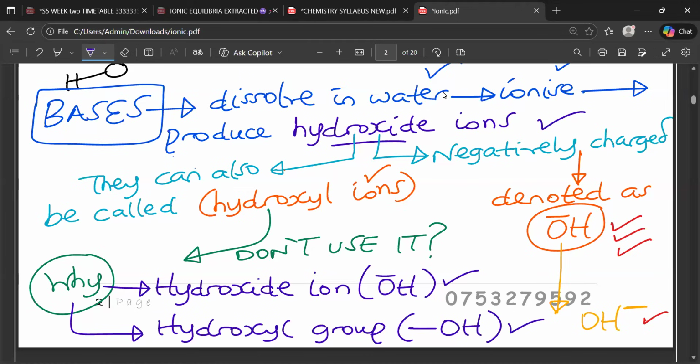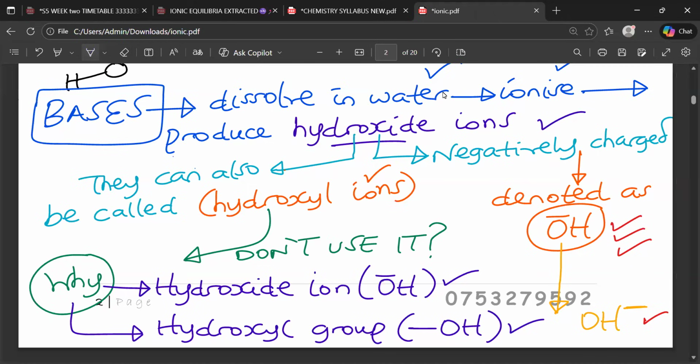If you decide and say that for me, I'm going to use the word hydroxide, I expect it to be the ion. When you say that I'm going to use the word hydroxyl, I expect it to be the hydroxyl group, which is in what? In organic chemistry. Hope you understand. So I think we can now go to other things.